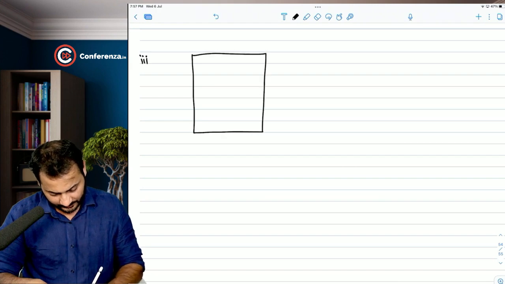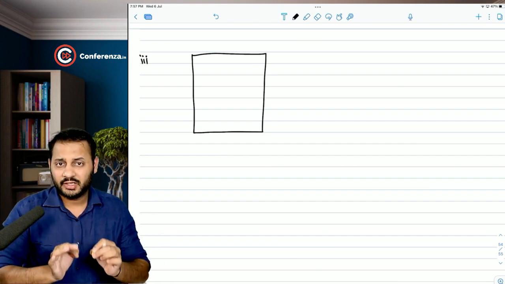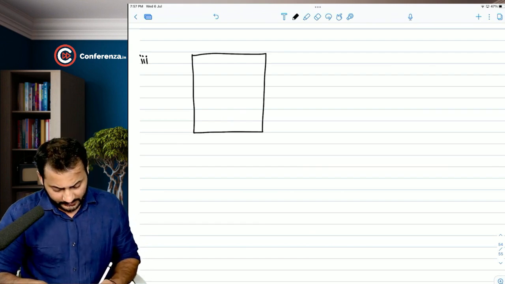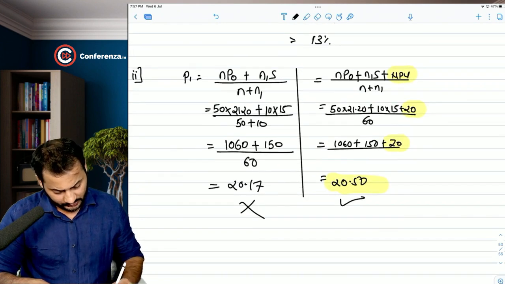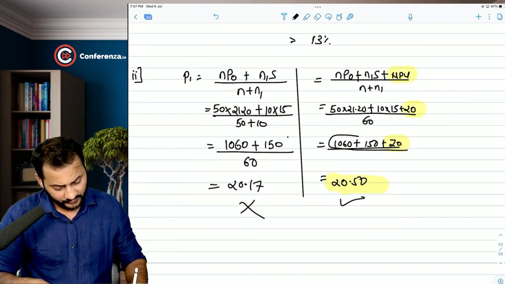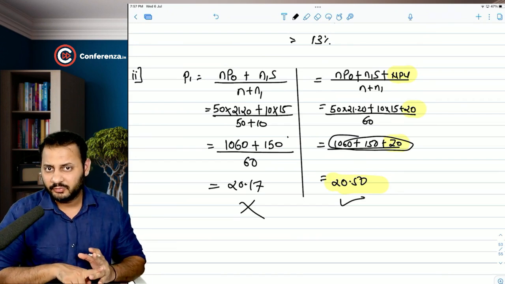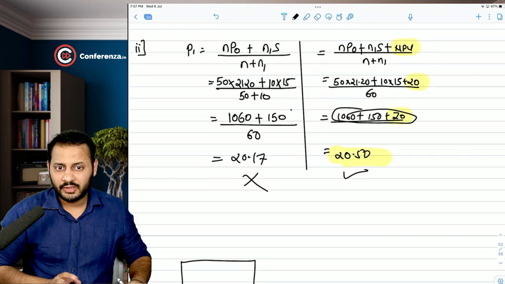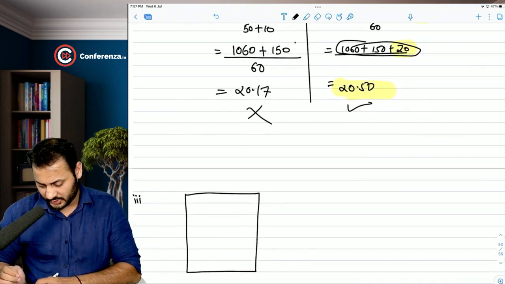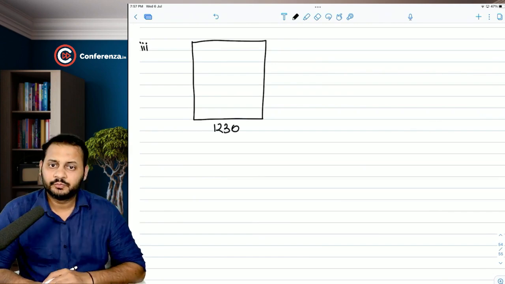Let's say this is a company. After this issue, the company's market value is going to be this much: 1060, 150 and 20. 1060 is the current market value, 150 will be the contribution, and 20 will be the addition as NPV. So total market value will be 1060 plus 150 plus 20, that is 1230. So 1230 will be the market value of the company.